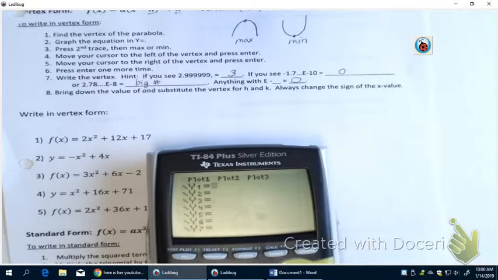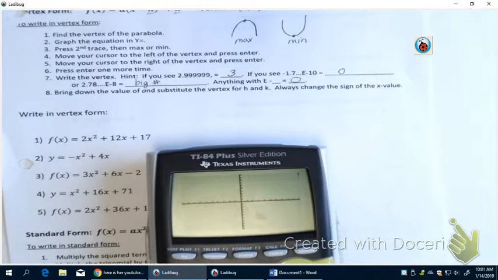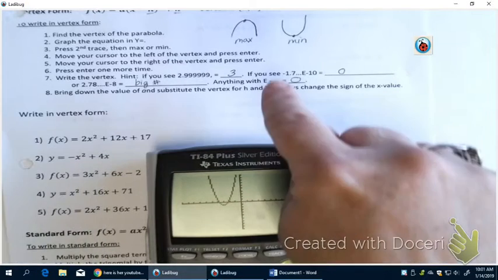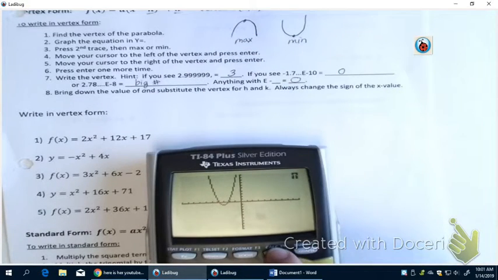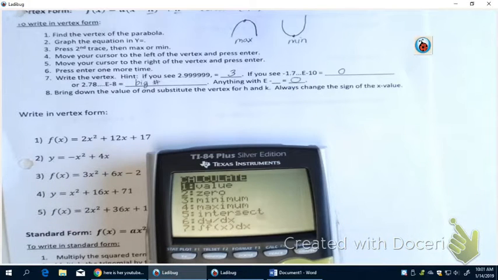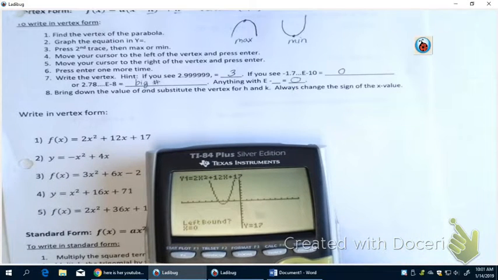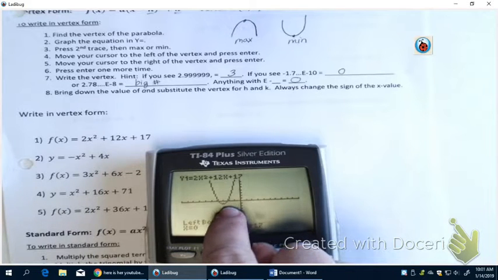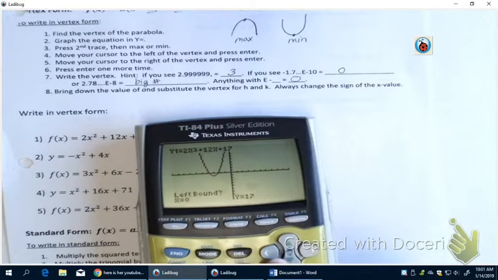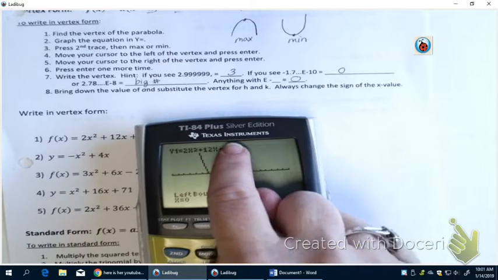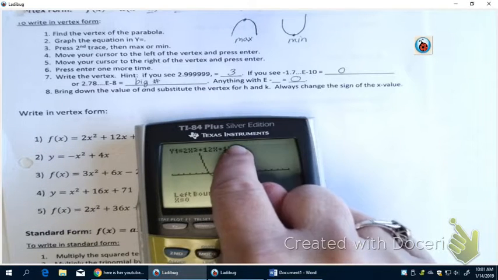Alright, so I'm going to put in 2x squared plus 12x plus 17. I'm going to press graph. Alright, so we look at it and we decide, is it a minimum or a maximum? Well, it's a minimum. So I go to second, calc, minimum. Okay, it says left bound and right bound. Okay, here's the vertex. So this is the left side and this is the right side. So you're going to use these cursors here to move the cursor. Normally the cursor starts on the y-axis, so you think about where it is based on the y-axis.